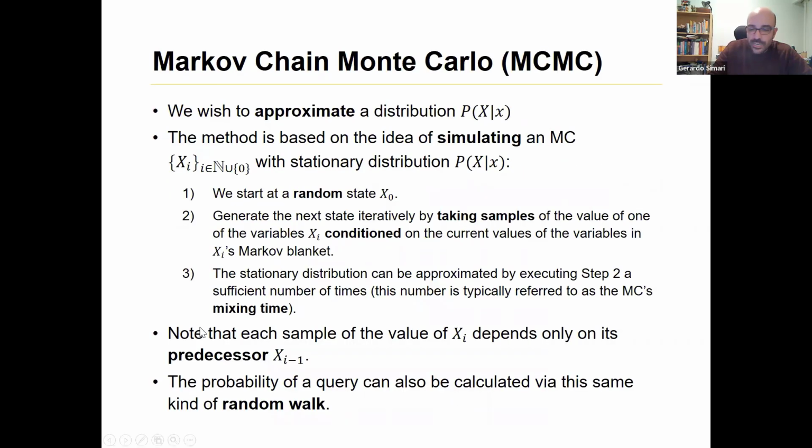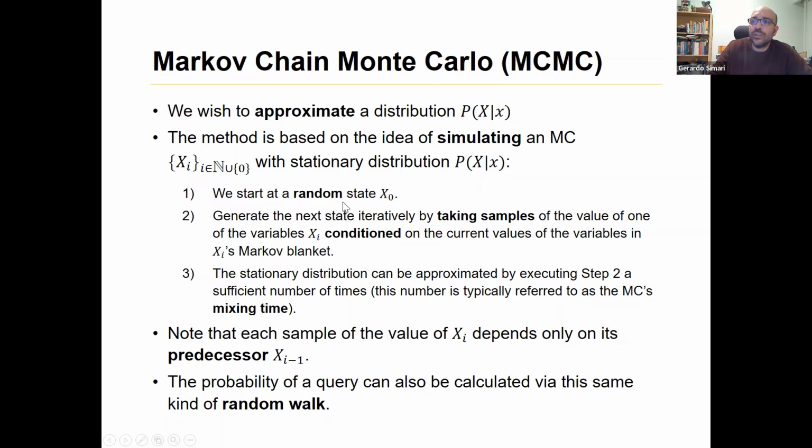And I don't have time. I already see that I have less than 15 minutes to finish, but I'll let you go through an example of this method, which will let you see, as I was promising, the power of the conditional independence in Markov random fields, for instance. The method is quite simple. We want to approximate a distribution. The method is based on the idea of simulating a Markov chain, and this is where the tricky part is. You have to simulate a Markov chain such that the stationary distribution is exactly what you want to approximate. So that's a property that you have to prove somehow.